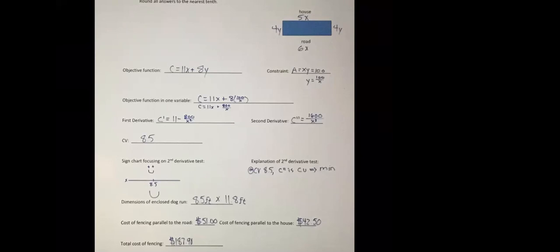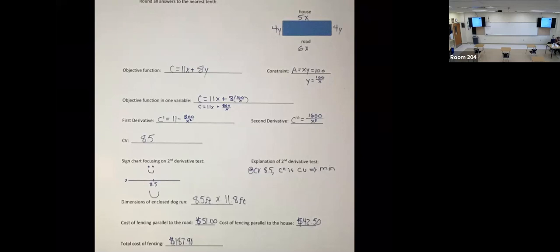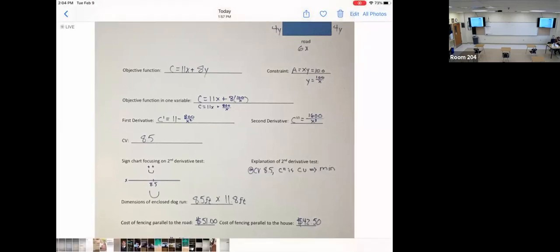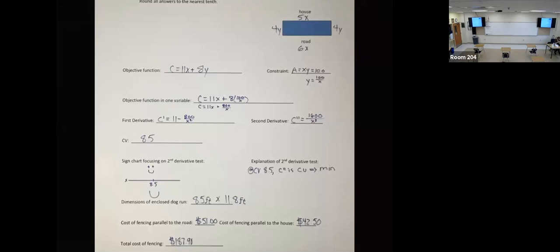Gotcha. Okay, so when you start trying to figure out what your CV is, do not try to work with a negative exponent. It will really confuse you. Get into a positive exponent before you try to evaluate. Okay? And then that will make it much better.